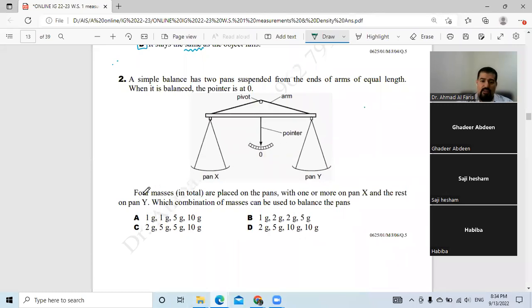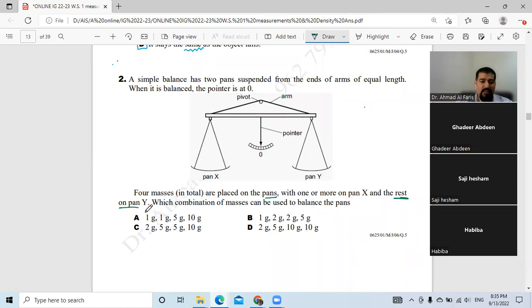What they said: 4 masses in total are placed on one pan, with 1 or more on the other pan. We have 4 readings. We will put 1 or 2 or 3 here, and the rest on the other pan. Which combination of masses can be used to balance the pans?